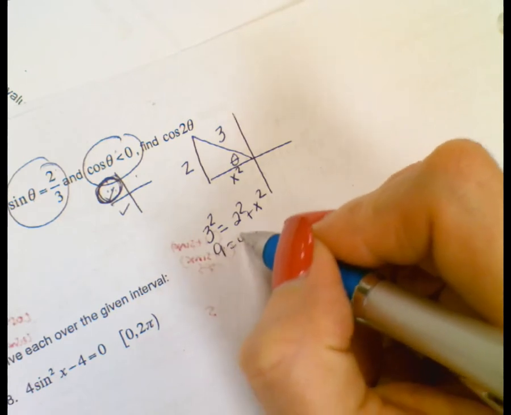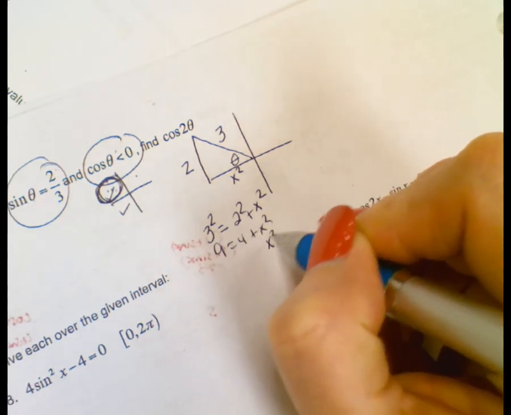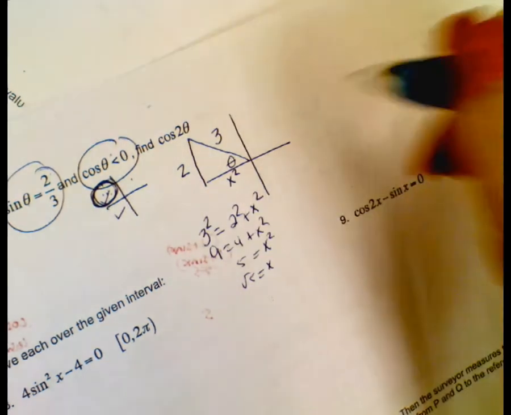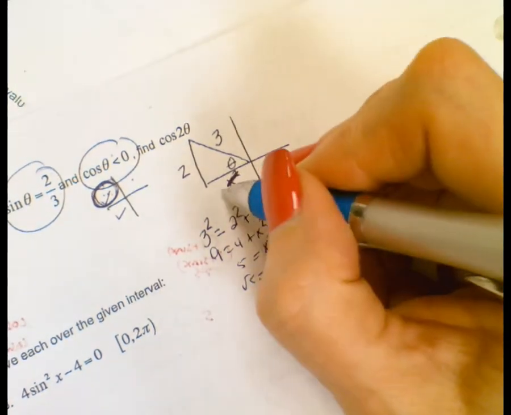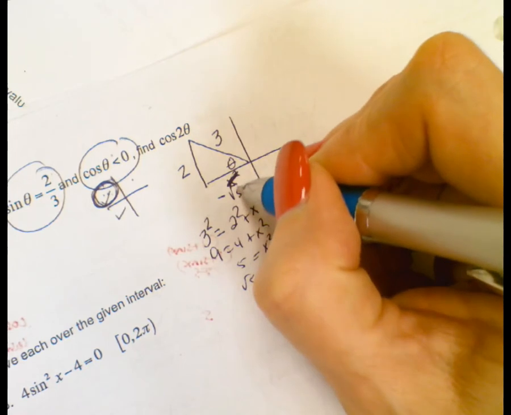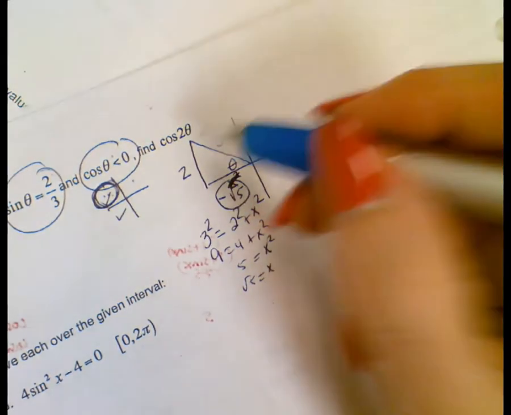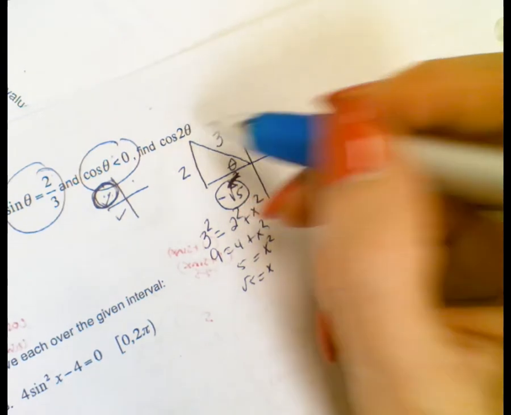This is 9 equals 4 plus x squared, and x squared is 5, and x is the square root of 5. So this x right here is going to be negative square root of 5. That's what our x side is. And then it says find cosine of two things.